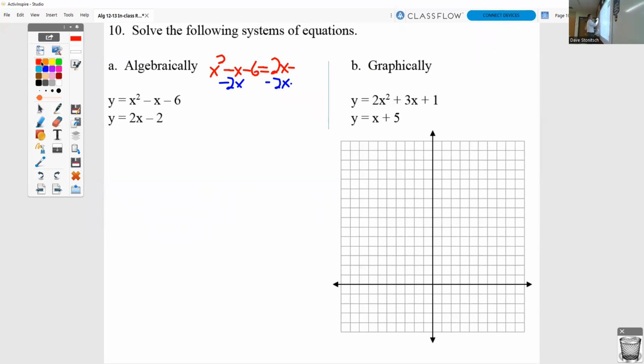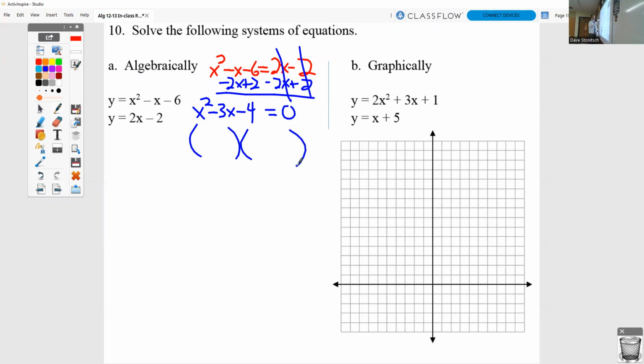This was really a minus 2, 2x minus 2 right there. So I want to do plus 2 and plus 2. Sorry about that. These cancel out. These cancel out. Now I have it set equal to 0. That's sort of my goal. So I have x squared minus 3x minus 4 equals 0. You could do the quadratic formula there if you wanted to. However, my x squared value is 1.